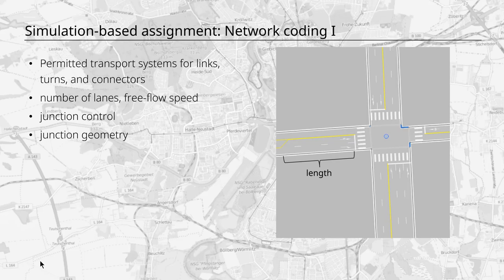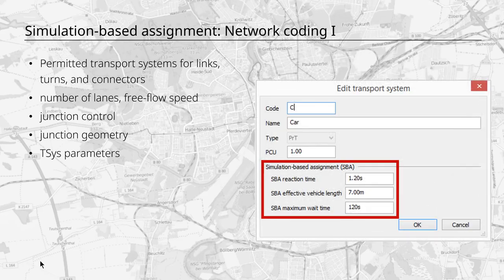Then the junction geometry must be defined. This concerns mainly the definition of pocket lanes and their lengths. Then there are certain parameters of the transport system that are related to the car-following model. That is the SBA reaction time and the effective vehicle length. And then there is an additional parameter, the SBA maximum wait time. That influences the behavior at junctions in case of conflicts.